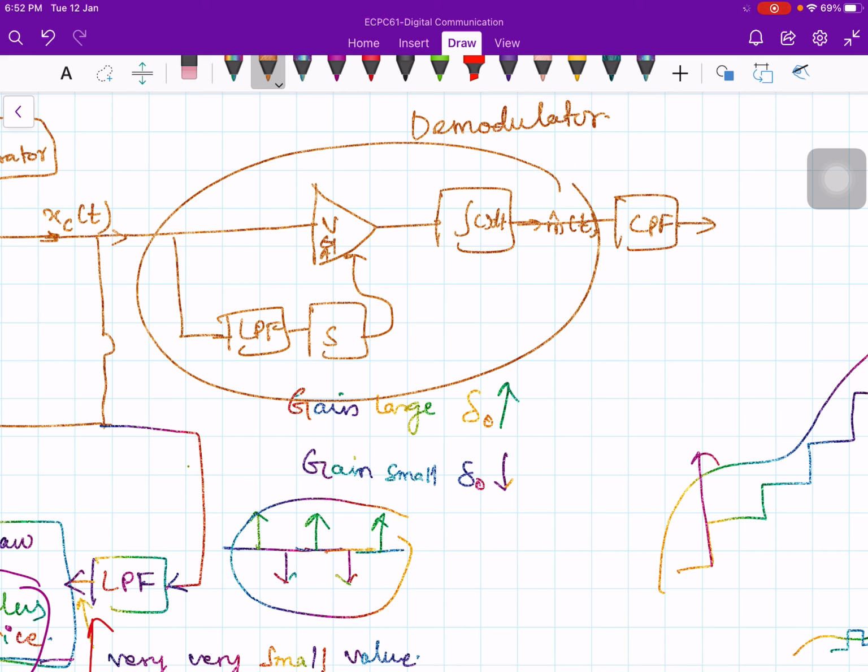So that's all about the basic principles of adaptive delta modulation. Let me stop at this point. Thank you.